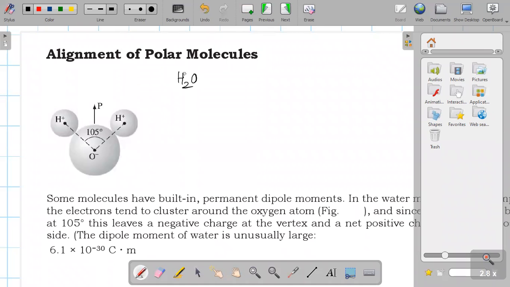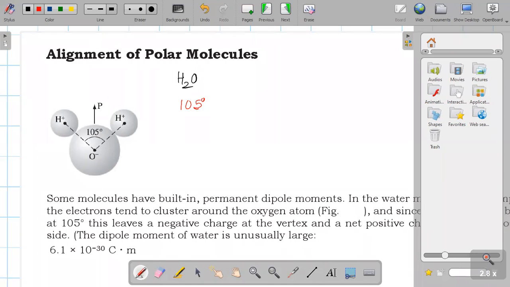Perfect. Anyone else? The angle of 105. Superb. Nice, the angle is 105. The molecule is water and the angle is about 105 degrees. Next, anyone? What about the dipole moment?